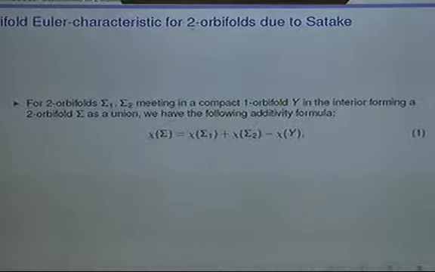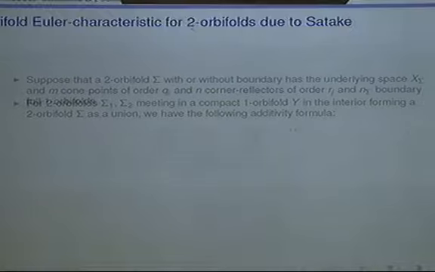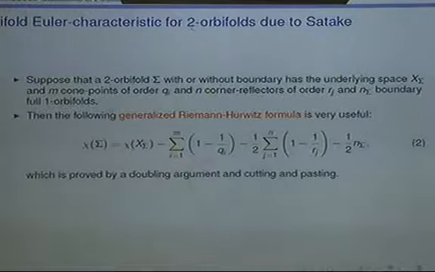And this thing also works. So if you have two orbifolds, sigma 1 and sigma 2, meeting at a one-orbifold in the interior in the topological sense, and this one-orbifold is nicely embedded, like what I said, then you have this additivity formula. So this will also work. This is just like in the topology case, right? Again, you can verify by counting cells and that sort of thing. And then you can modify these further.